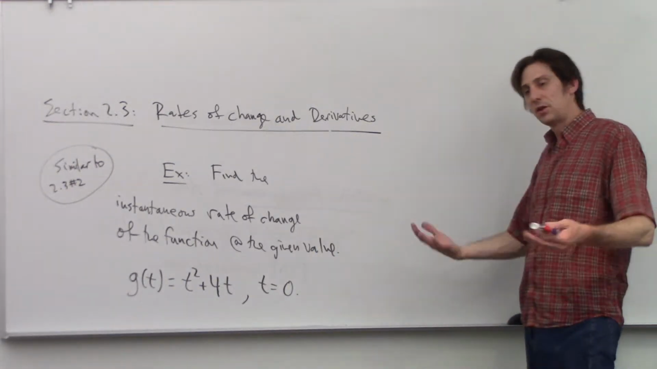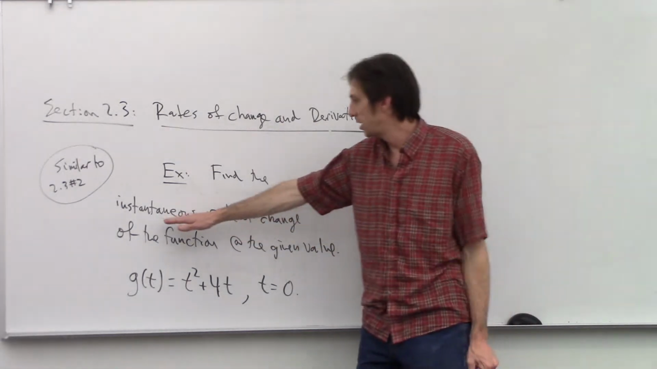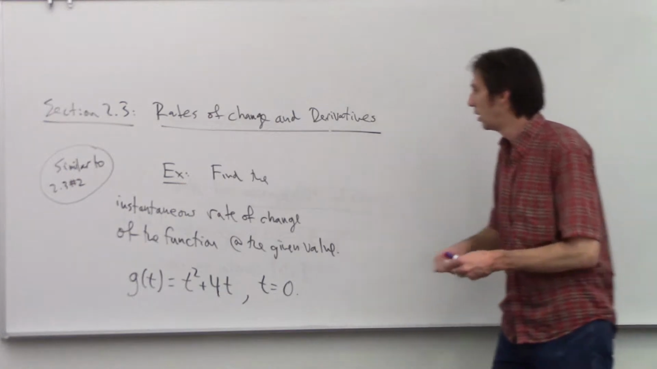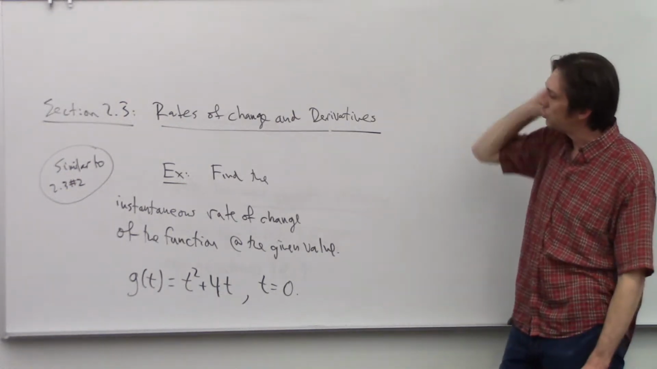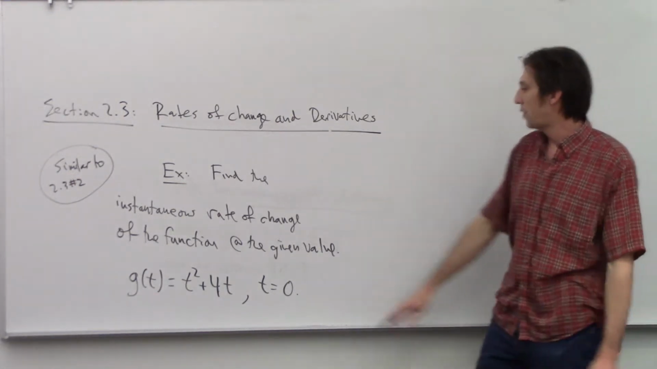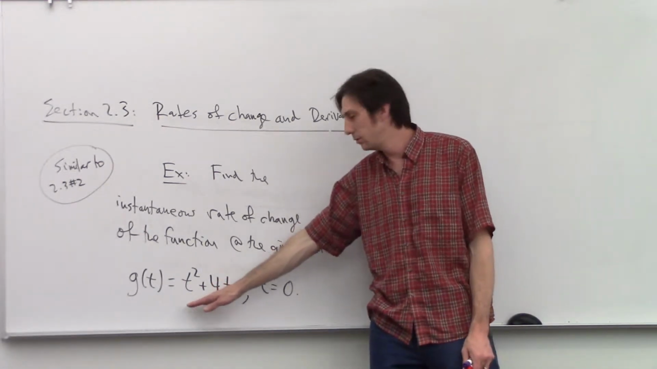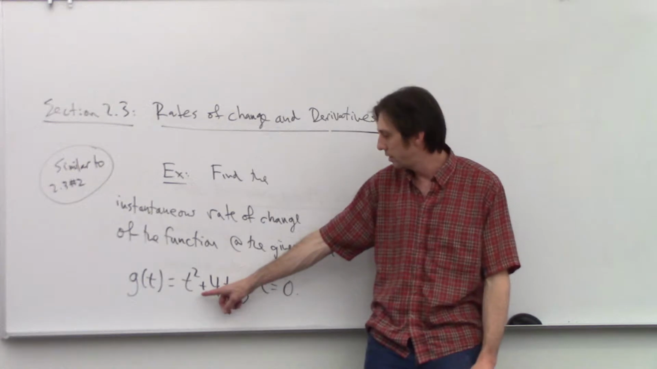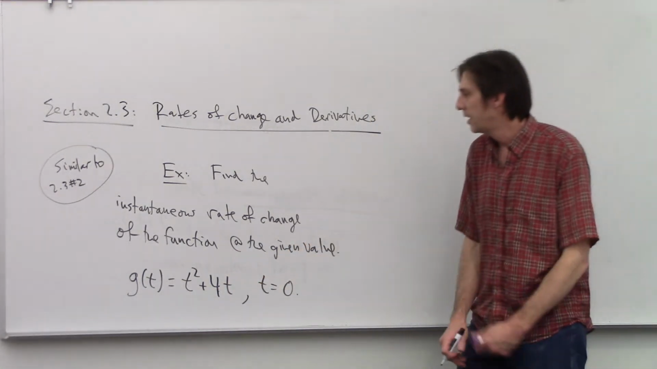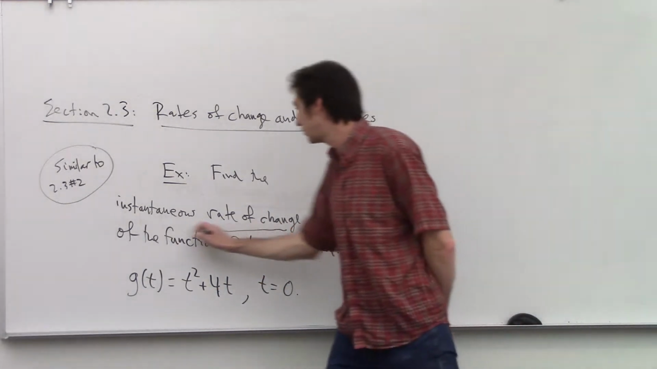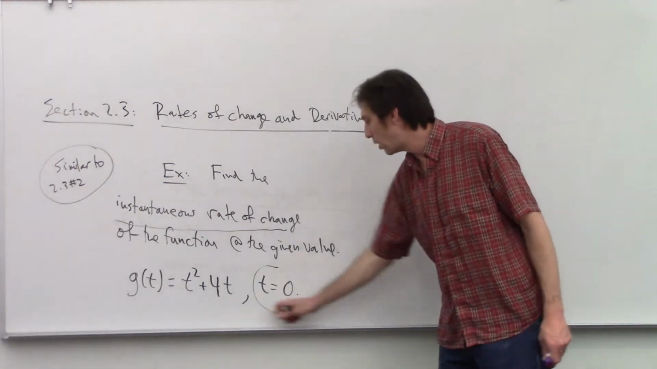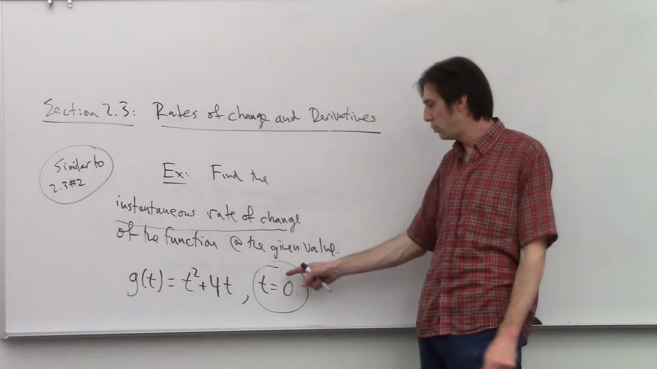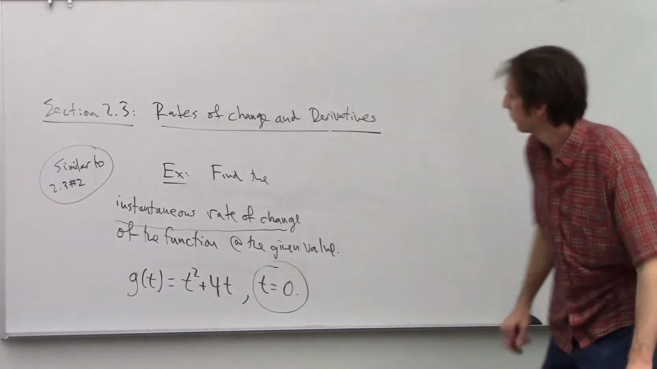Here's a standard computation for finding an instantaneous rate of change. Okay, in this example, this one's similar to 2.3 number 2. My function is a quadratic function. You learned about those already in this course. The function is g of t equals t squared plus 4t. And I want to find the instantaneous rate of change of this function at the moment when t, we can think about it as time if we like, at the moment when t is 0.